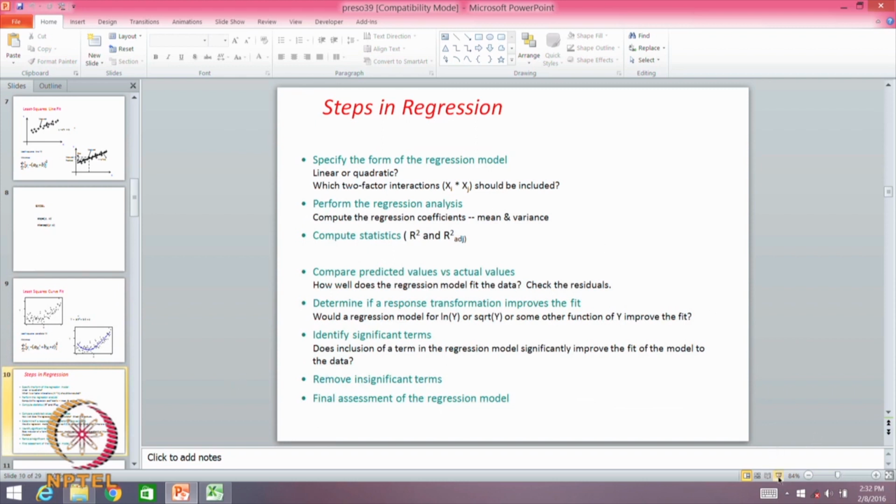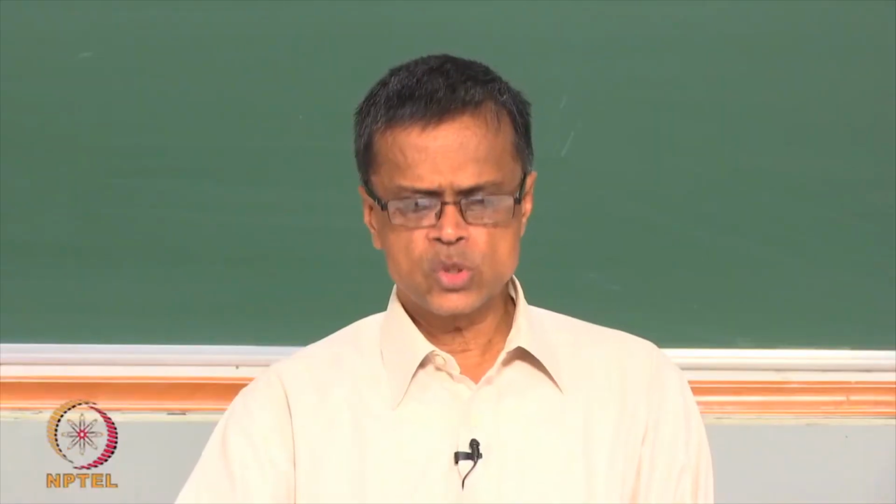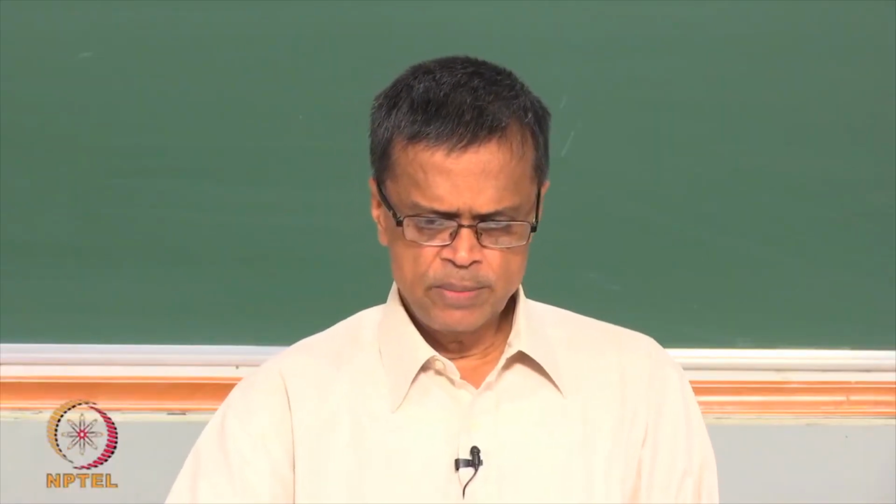So, what are the steps in regression? We have to specify what should be the regression model, linear or quadratic, perform the regression analysis, and then compute the statistics. There are many statistics like R square adjusted, R square predicted, we will come to that, and compare the predicted value with the actual value. Okay, for example, like I said, it gives you an idea about the error. What is error? Summation of (y calculated minus y actual) square. So, the error should be minimum, so it gives you an idea about that.